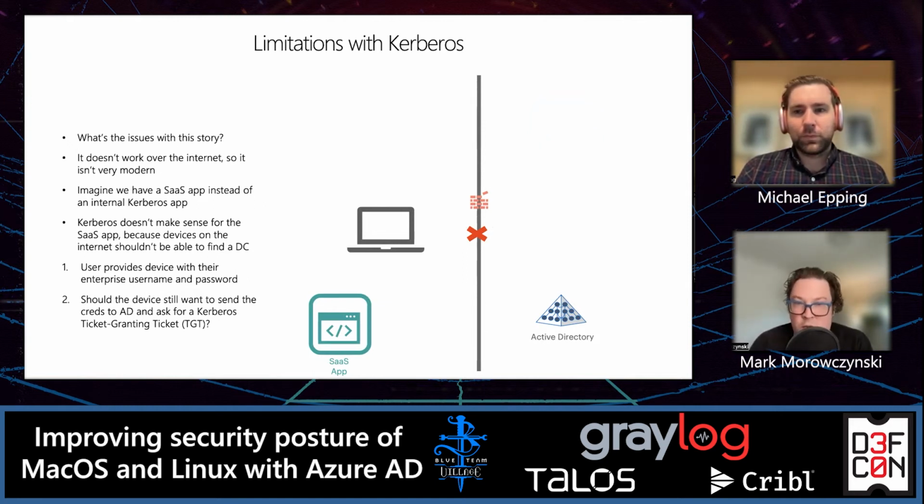The only way that this would actually work is that the client has a VPN set up and it's able to see that line of sight to a domain controller. We would then be able to get the TGT and TGS. The SaaS app would also have to be bound to the domain, things like that. So this is not really going to work for a SaaS app. So we need to move to something different.